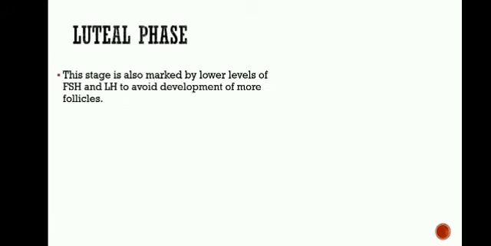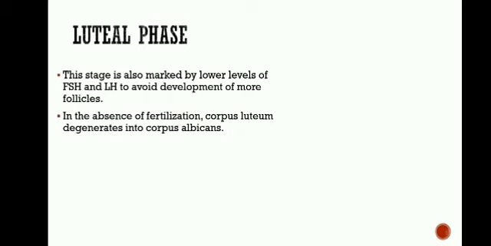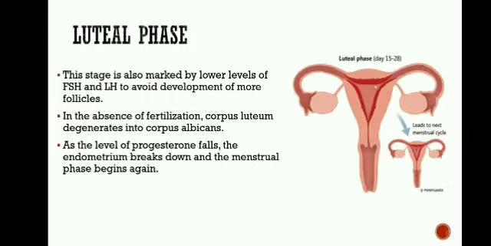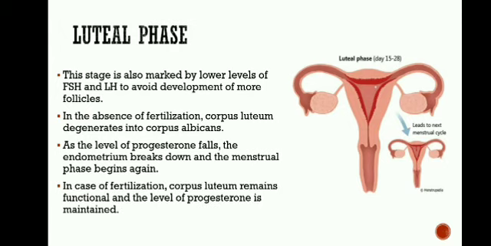The luteal phase. This phase is also marked by lower levels of FSH and LH to avoid development of more follicles. In the absence of fertilization, the corpus luteum degenerates into corpus albicans. As the level of progesterone falls, the endometrium breaks down and the menstrual phase begins again. In case of fertilization, the corpus luteum remains functional and the level of progesterone is maintained.